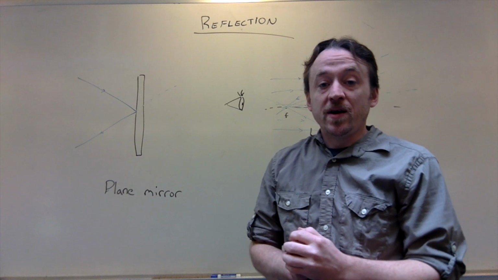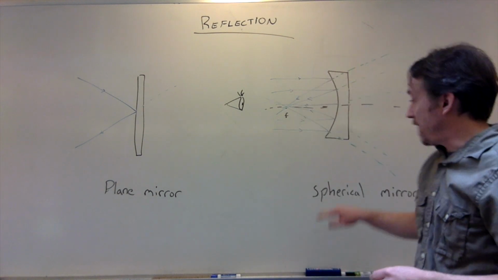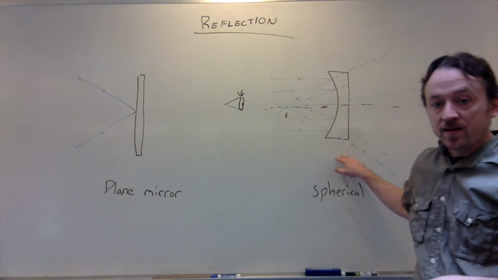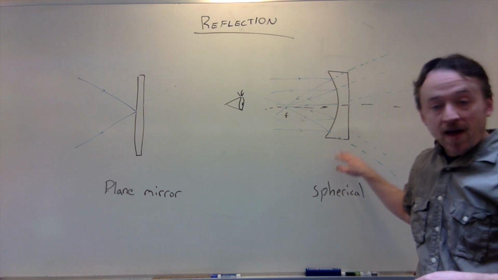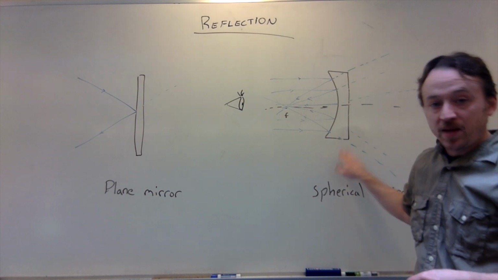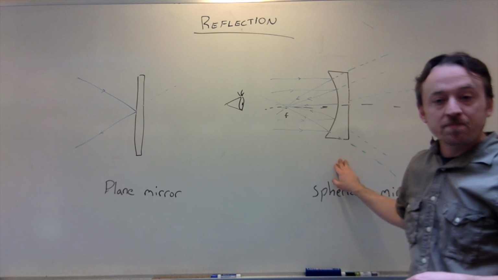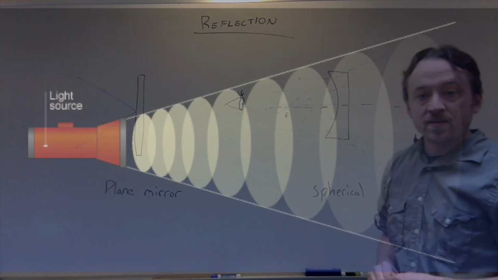And I will talk about why there are advantages to using reflecting telescopes over refracting telescopes in just a bit, but first I'm going to talk a little bit about light intensity.